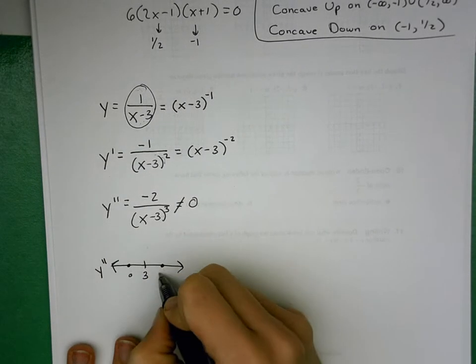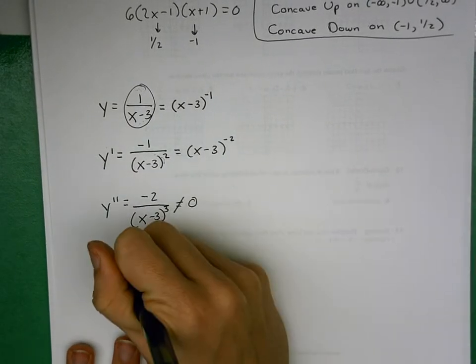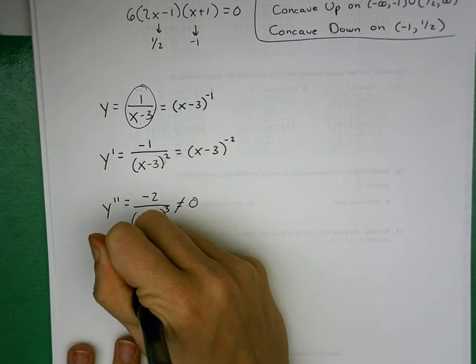So I'm going to go ahead and test 0 and 4. When I plug in 0, I get a positive, so I know my original function was concave up.